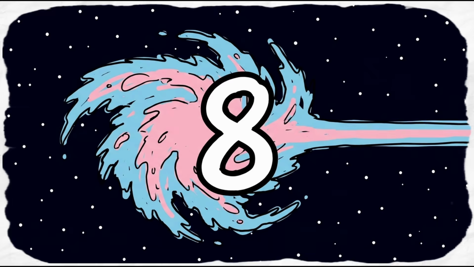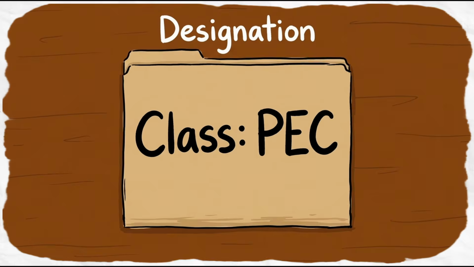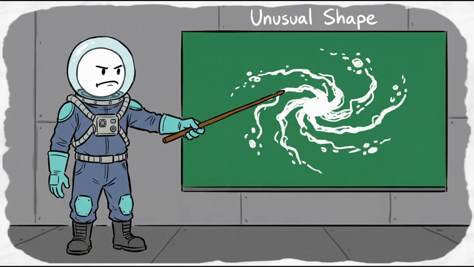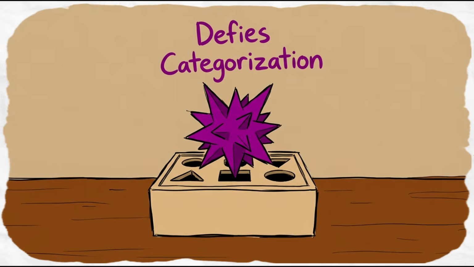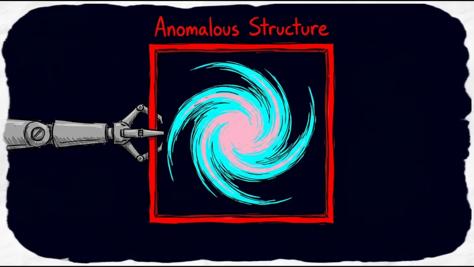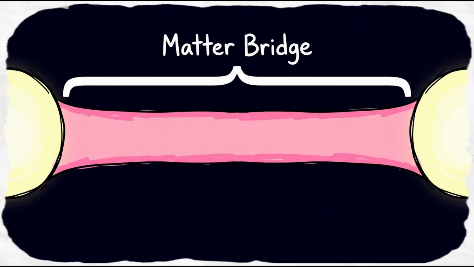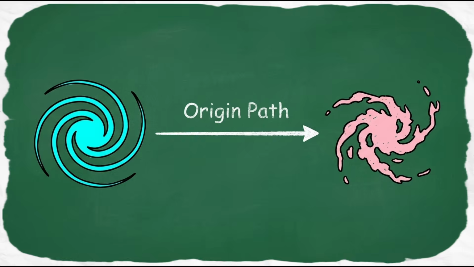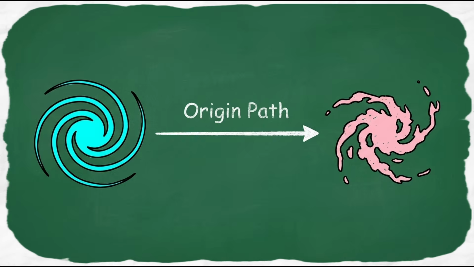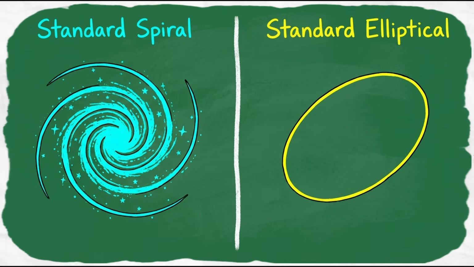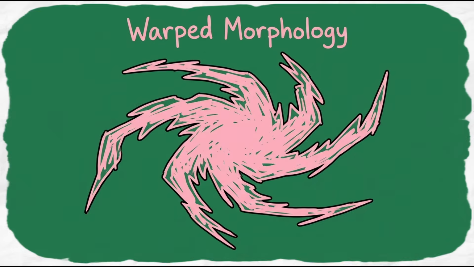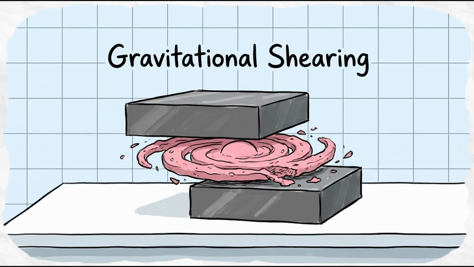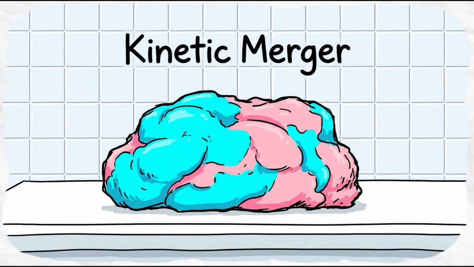8. Peculiar galaxies. Designated with the Arp classification, peculiar galaxies are outliers possessing unusual shapes or compositions that defy standard categorization. They exhibit anomalous structures like elongated matter bridges, extreme asymmetry, or displaced central nuclei. Unlike irregular galaxies, peculiar galaxies originated as standard spirals or ellipticals. Their currently warped morphologies are the direct physical consequence of extreme gravitational shearing, violent tidal disruptions, or recent kinetic mergers.